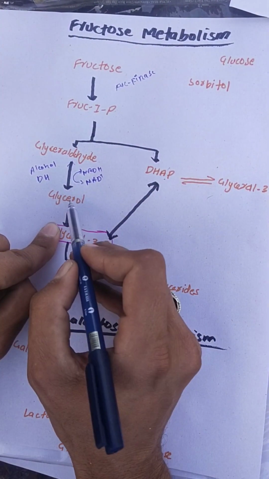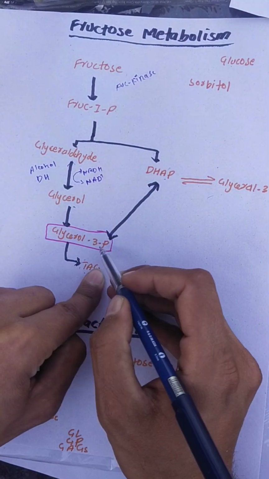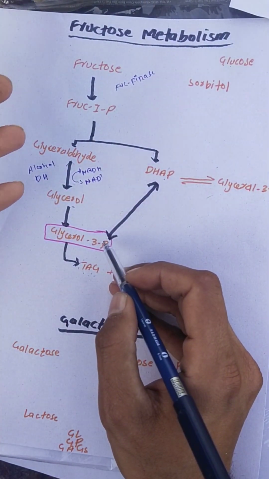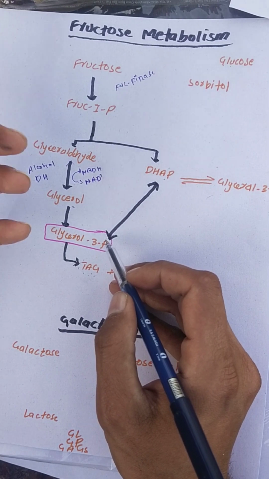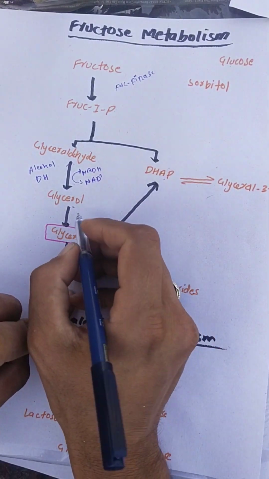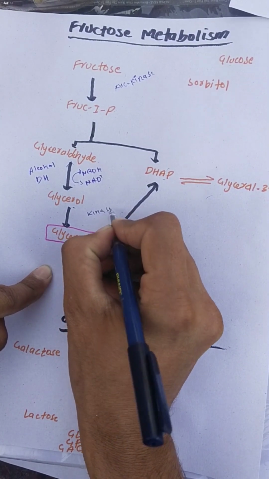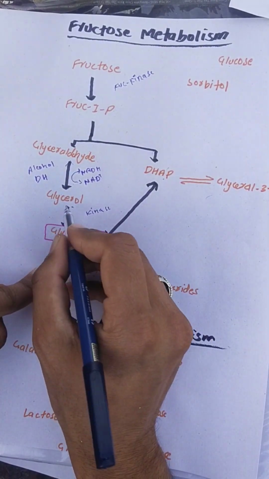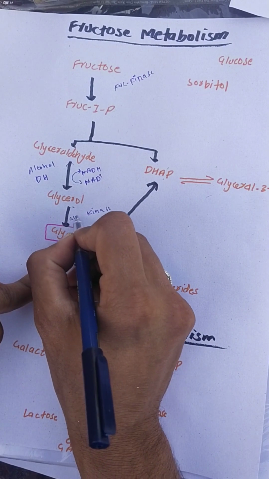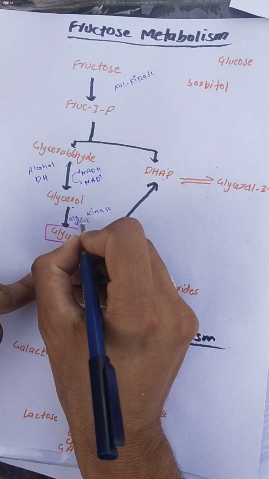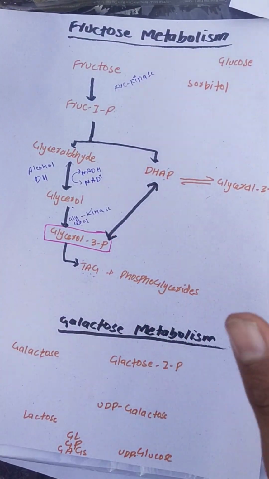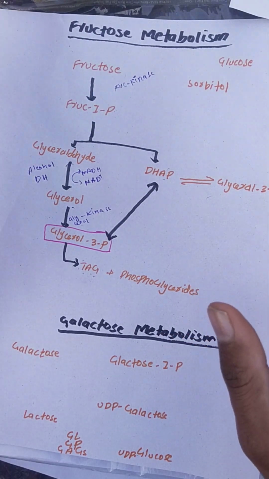So when we have glycerol and we want phosphorylation of glycerol, which enzyme do we use? Yes, we use a kinase enzyme. So here again the enzyme is kinase, but which kinase causes the phosphorylation of glycerol? This should be the glycerol kinase enzyme. So very easy: when you have phosphorylation, just put the enzyme kinase there.